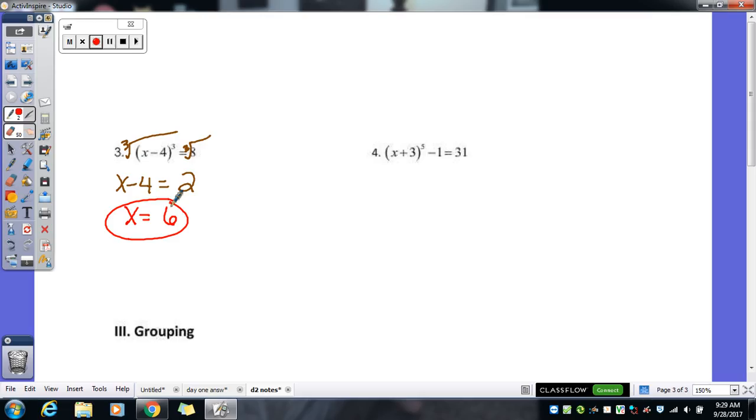All right, what do we want to do first in number 4? Very good, you guys. Add the 1. So I get x plus 3 to the 5th equals 32. So which root am I going to use? The 5th root. Good.